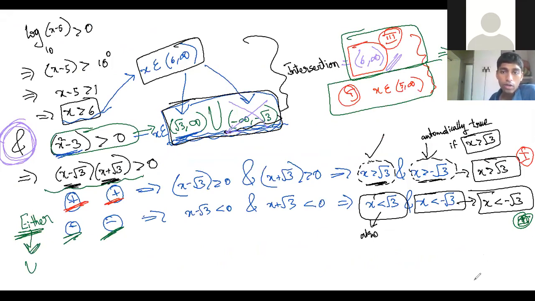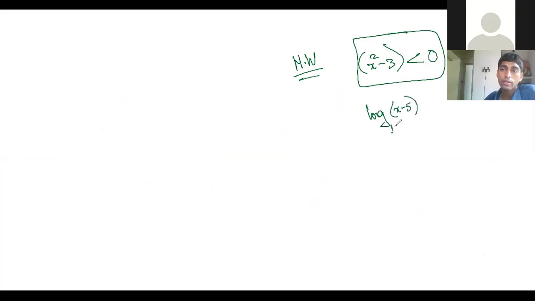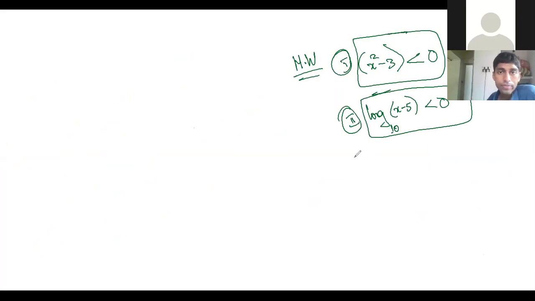Yeah. Now as a homework, all of you can do this. What is the homework? Homework is just check when x square minus 3 is less than 0. Just check this part. When x square minus 3 is 0. And when log of x minus 5 to the base 10 is less than 0. Give this first priority, and if you're able to do this, then think about this also. Okay. Is that okay?